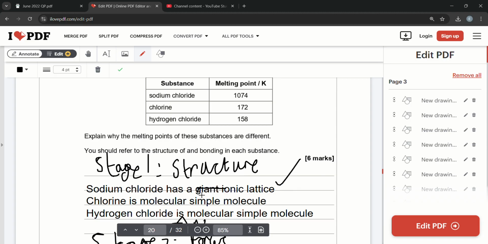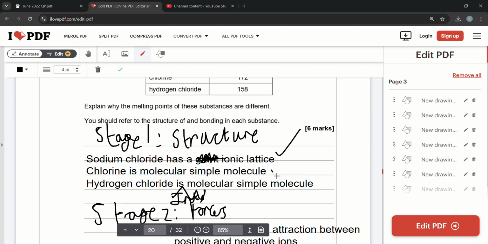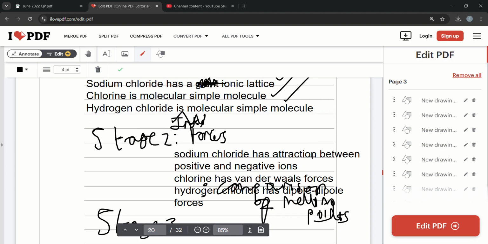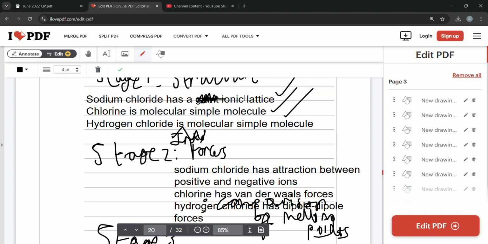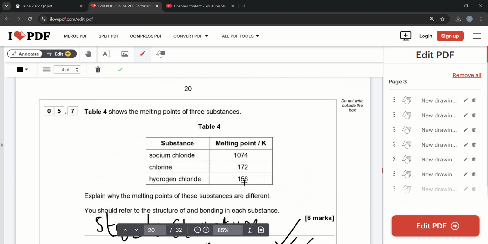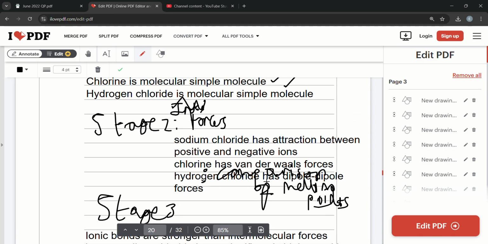Ionic lattice. Don't really need the word giant. Ionic lattice or giant ionic. Chlorine is a simple molecule. Hydrogen chloride is a simple molecule. Stage 2, the forces responsible for the melting points. Sodium chloride has an ionic lattice, therefore it has attraction between positive and negative ions, Na+ and Cl-. Chlorine has van der Waals forces, and hydrogen chloride has dipole-dipole forces.